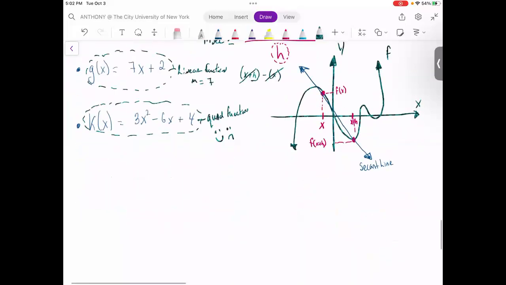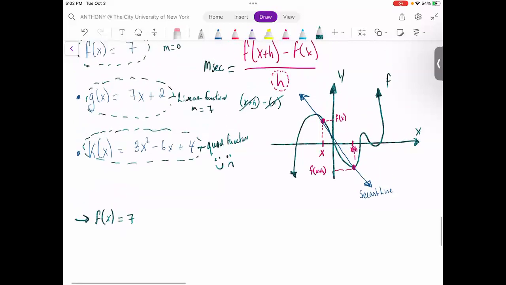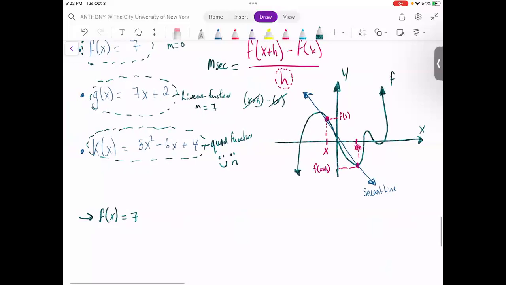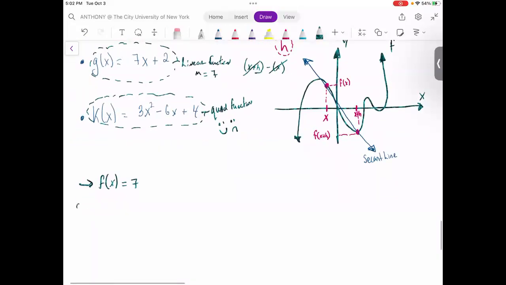So our first function was defined as f of x equals 7, right? If I want to apply my difference quotient, the very first thing that I always like to do is compute f of x plus h. That's always my step 1. So step 1, compute f of x plus h. For this example, it's pretty easy.